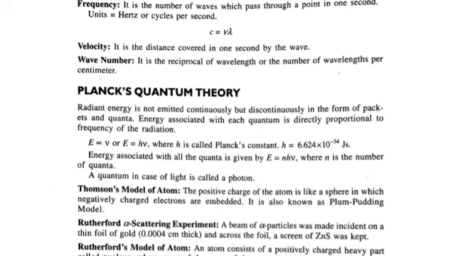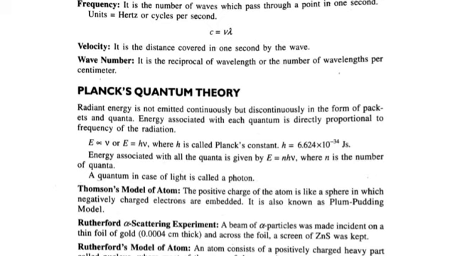Now let's talk about Planck's quantum theory. Radiant energy is not emitted continuously but discontinuously, in the form of packets called quanta. Energy associated with each quantum is directly proportional to the frequency of the radiation. E is directly proportional to nu.